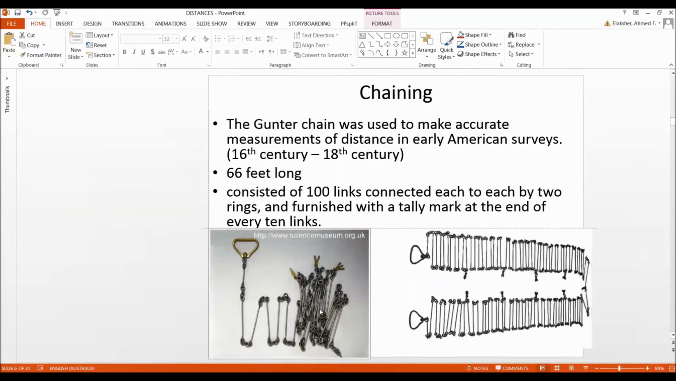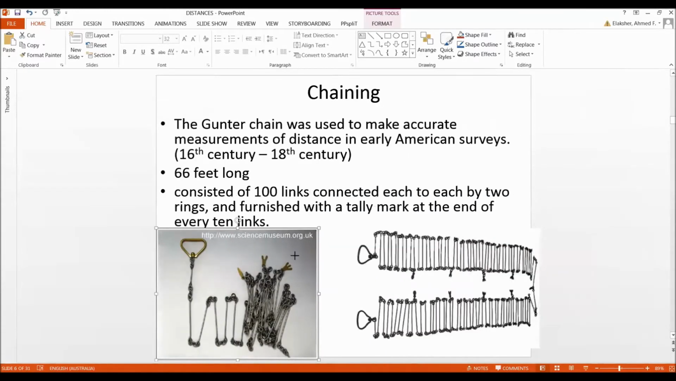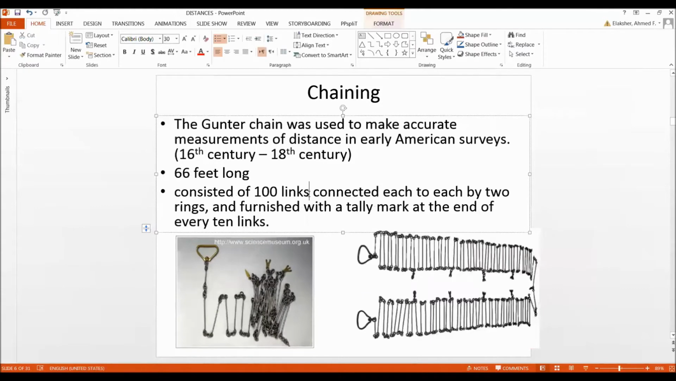Unfortunately, we don't have one here. These are the actual marks here. You see how they look. So 100 links, and they are connected by these rings here.